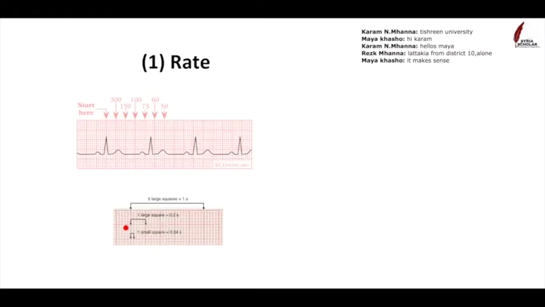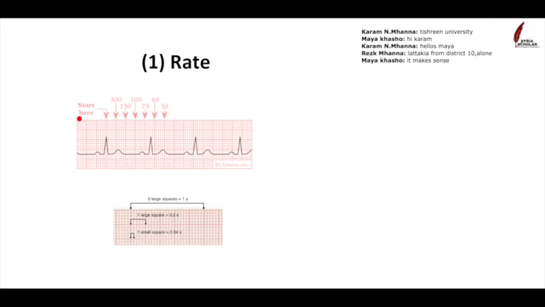So we'll start with the first point, which is the rate. So often on modern ECG traces, the computer prints the rate out at the top of the heart, but it's good to be able to work it out yourself in case that's not available. And the way to think about it is this: all ECG paper is made up of these squares. There are little squares and there are big squares. Each little square is 0.04 seconds, and each big square is 0.2 seconds.